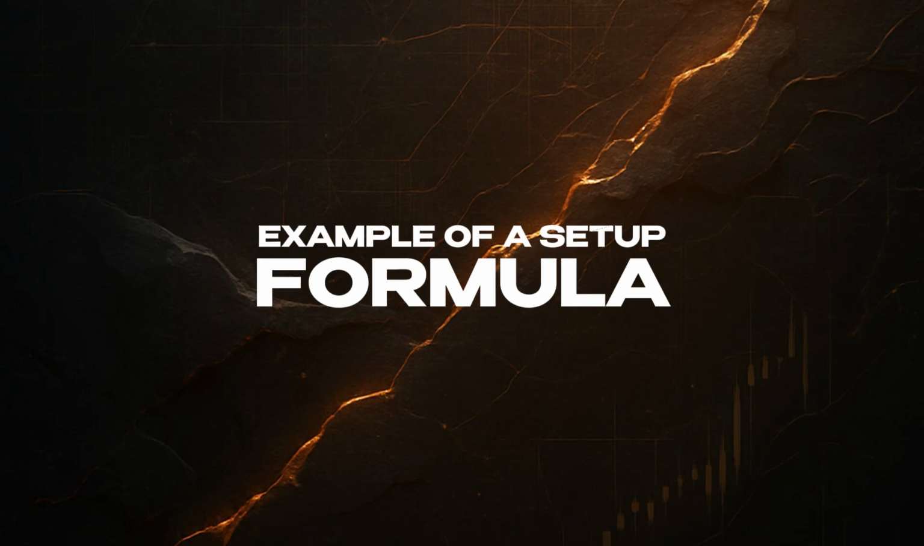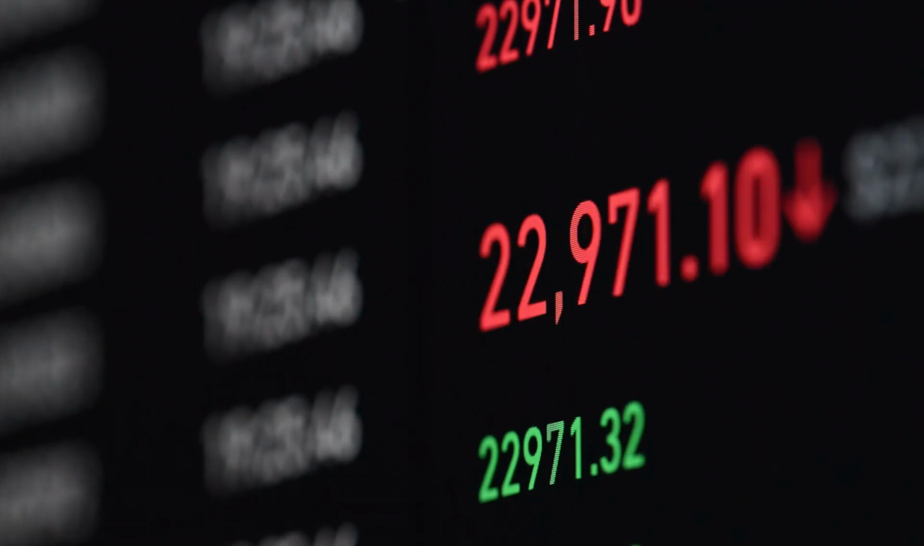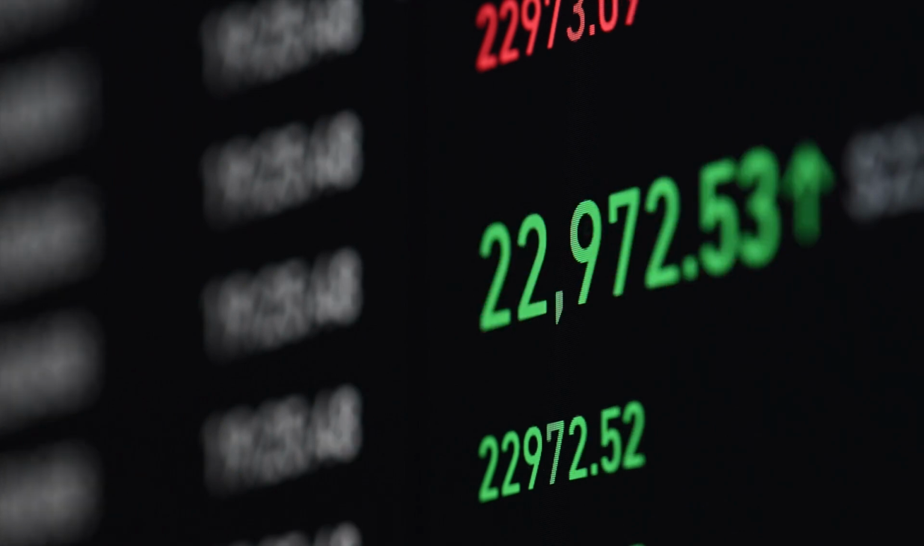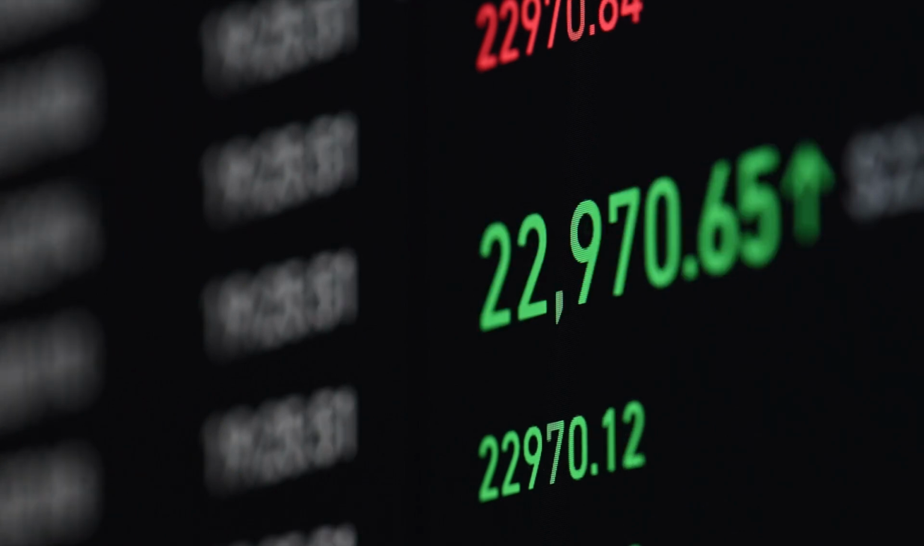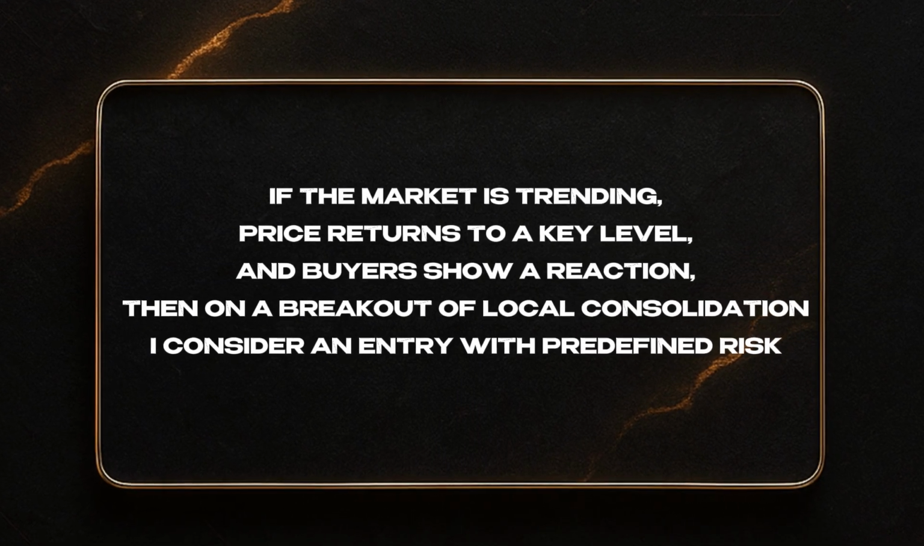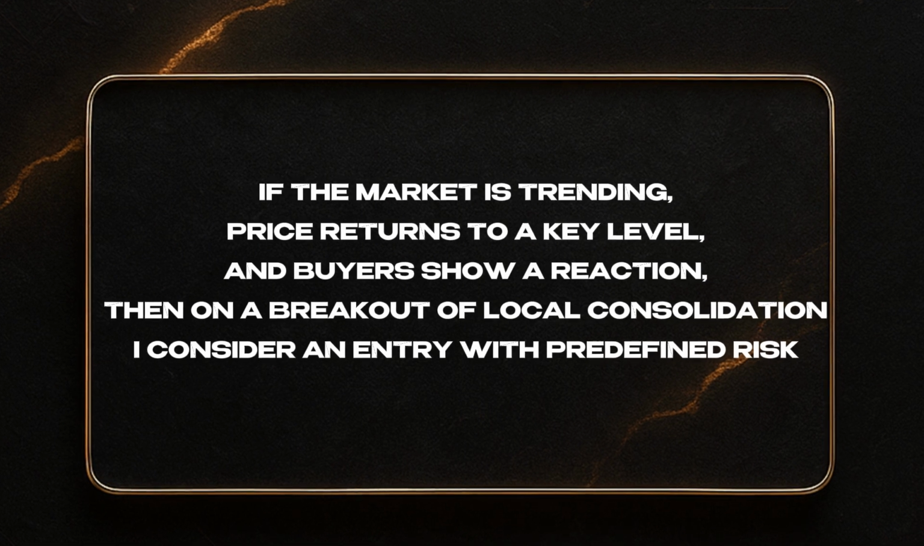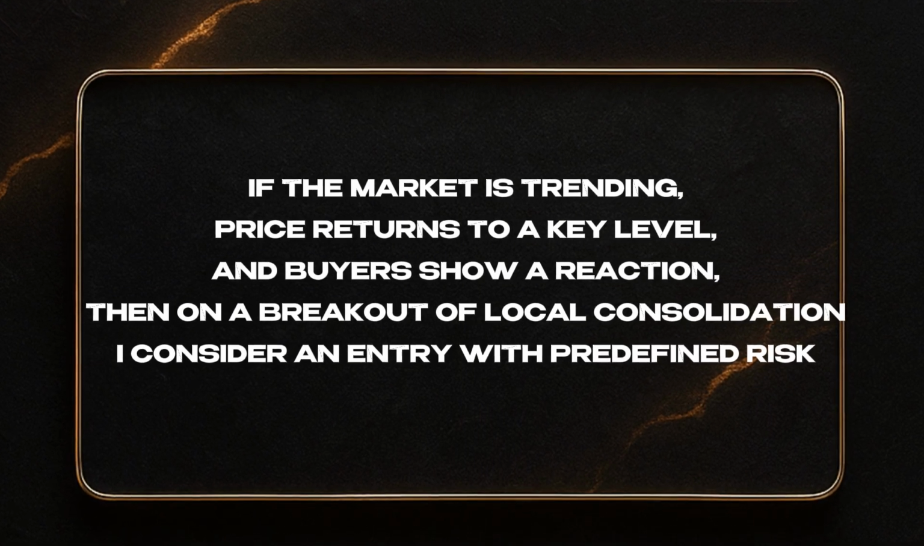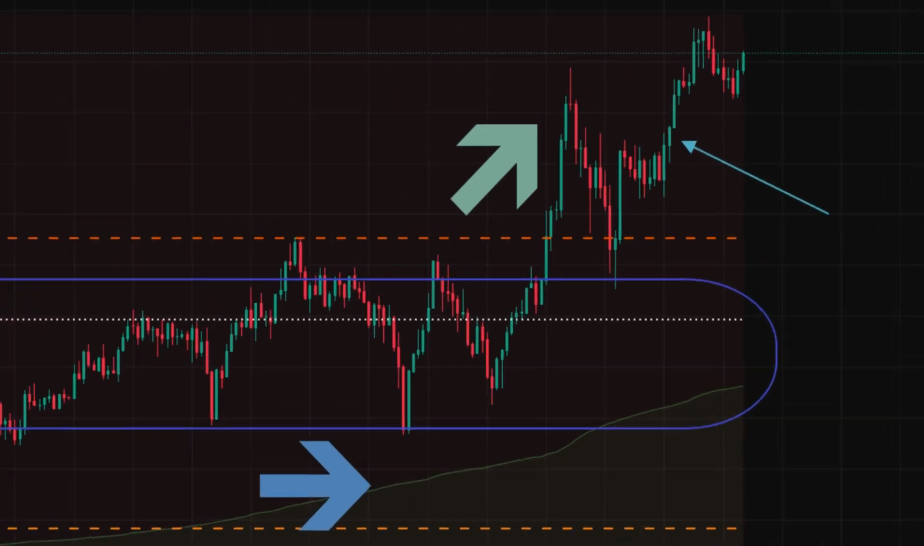Example of a setup formula. Now try writing your setup in one sentence. This is not just a description. It's a rule you will follow. Example: if the market is trending, price returns to a key level and buyers show a reaction, then on a breakout of local consolidation, I consider an entry with predefined risk. See the structure: condition, trigger, action.